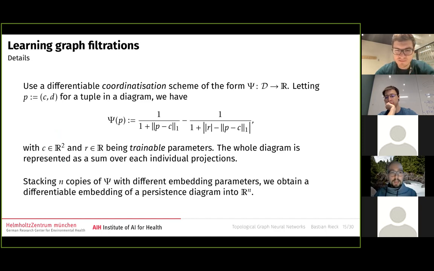Now, the exact details are not super important, but I just wanted to tell you that this psi function, this projection function that we have in this work, is really very simple. It just projects a point from a two-dimensional space into a one-dimensional space by virtue of having two trainable parameters. And we can, of course, stack multiple copies of this and learn individual parameters, and thus we get a way to project one topological descriptor into some high-dimensional space, and everything works because of backpropagation and differentiability.